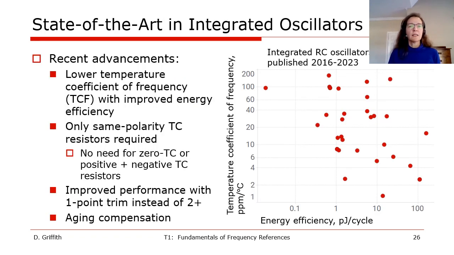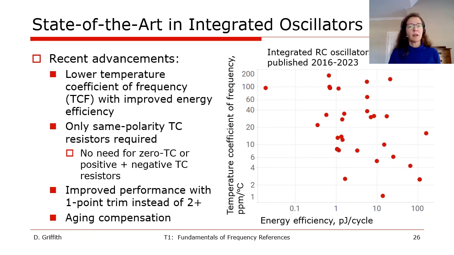As the final slide in this section, let's look at the state of the art for integrated oscillators published between 2016 and 2023. Since we're considering their use as frequency references, I've plotted the temperature coefficient of frequency, or TCF, in ppm per degree C versus the energy efficiency in picojoules per cycle, because we usually want the most stable oscillator possible using the lowest power consumption. You can see a definite correlation between higher power consumption and lower frequency variation versus temperature.